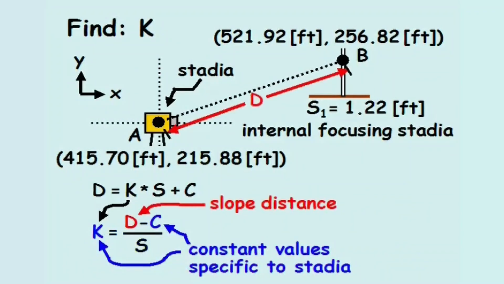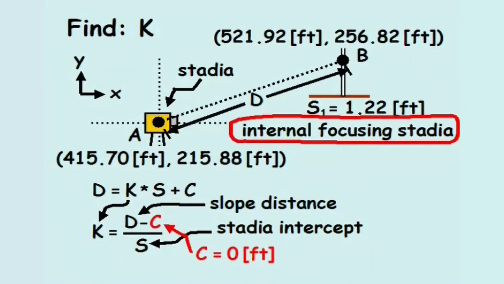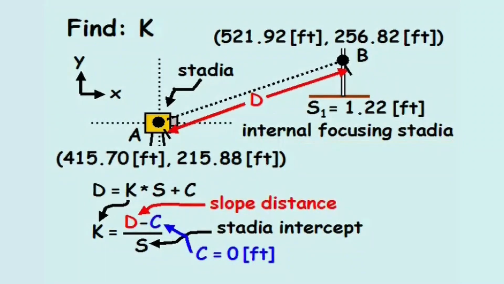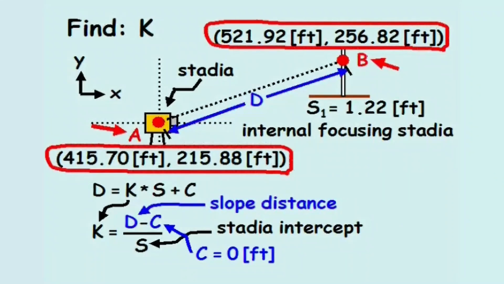Variable d represents the slope distance between point A and B. The variable s represents the stadia intercept. Since the problem states the stadia is internally focused, we know the value of c equals 0 feet. The slope distance d can be determined since we know the coordinates of points A and point B.